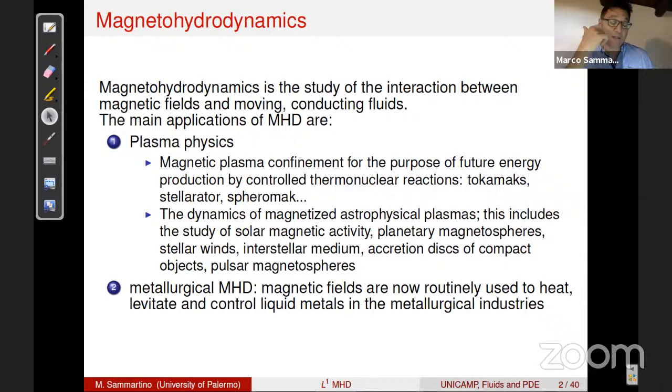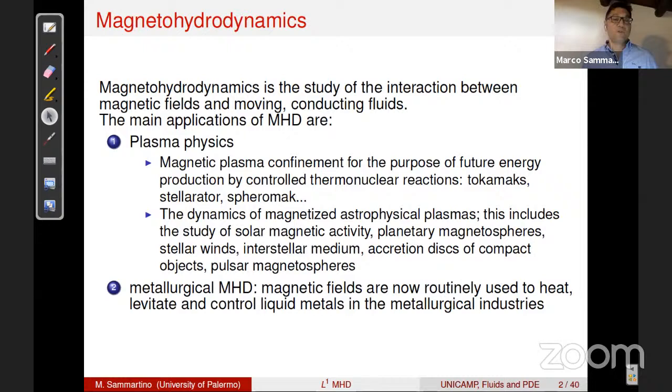Well, the original application is plasma physics, which is quite relevant for the problem of plasma confinement and for the purpose of energy production, in which you try to reproduce thermonuclear reactions. So tokamaks, stellarators, and spheromaks are under intense investigation. This is a field that may have been dormant for about 20 years since the 80s, and now is really resurrecting with great strength.